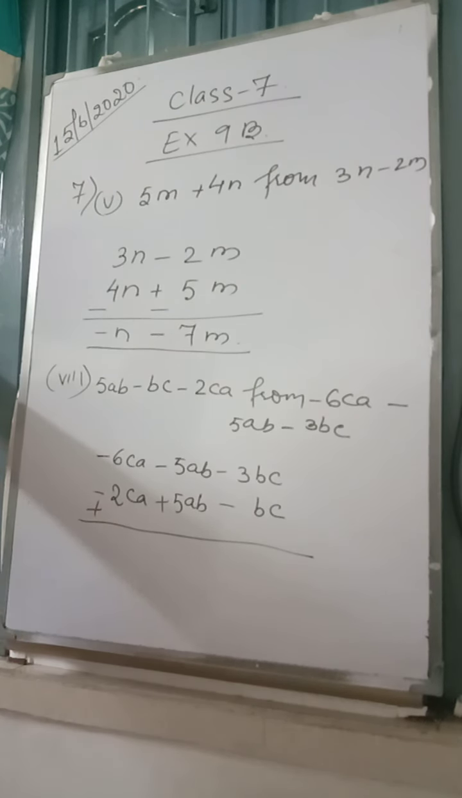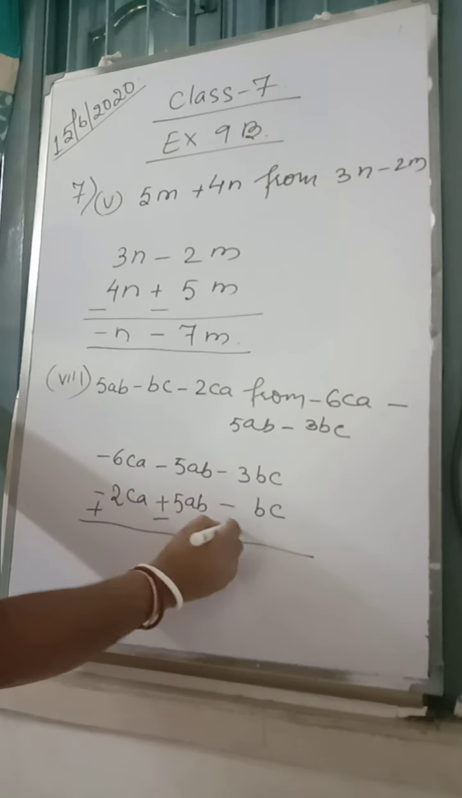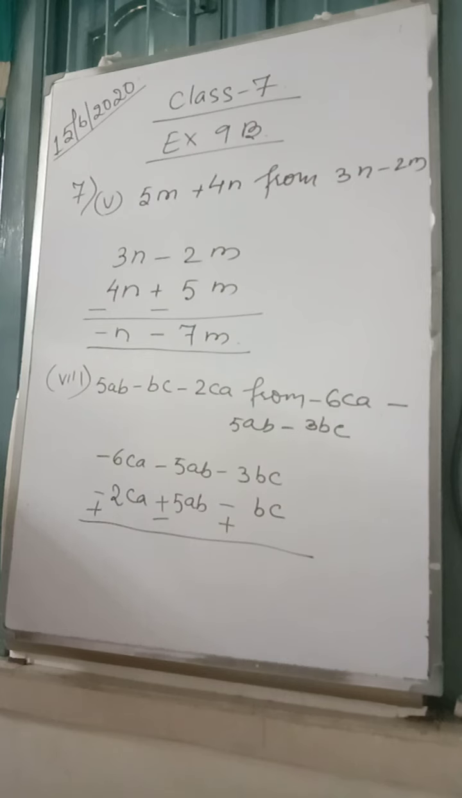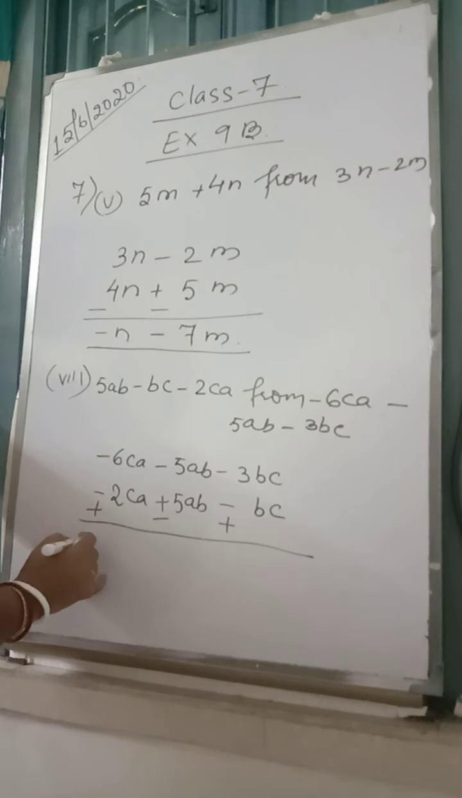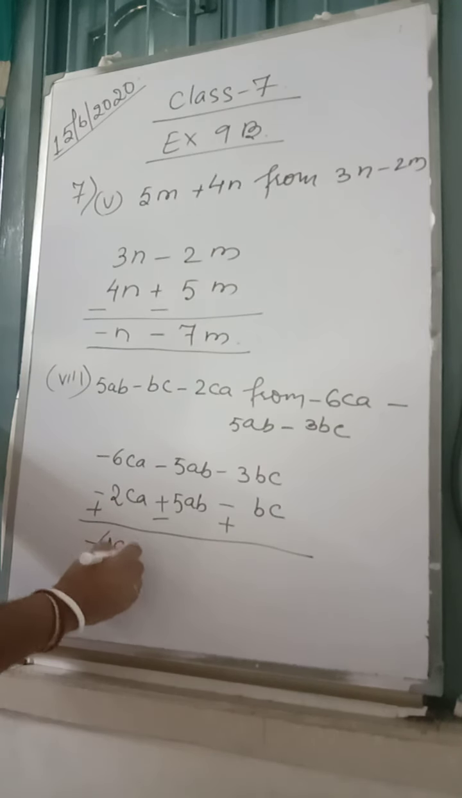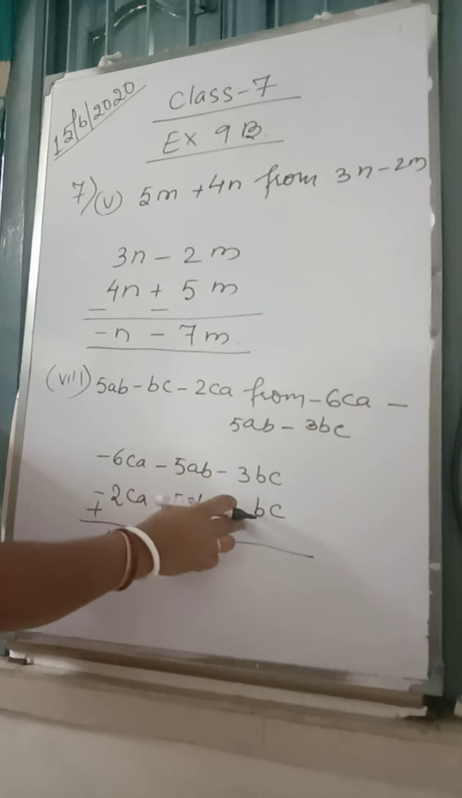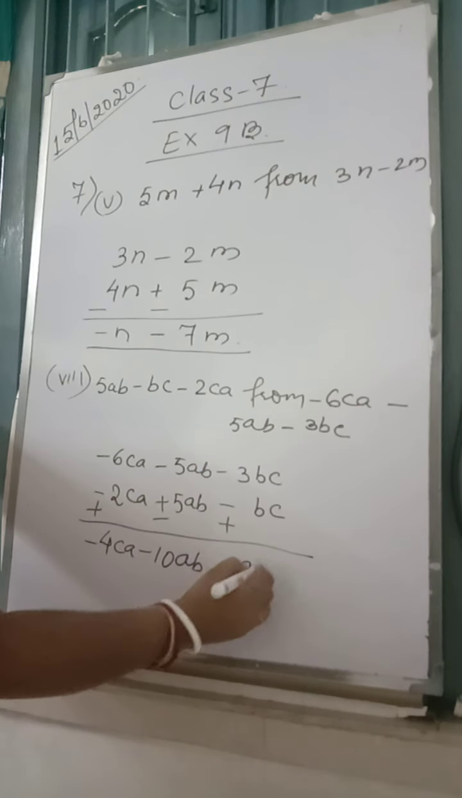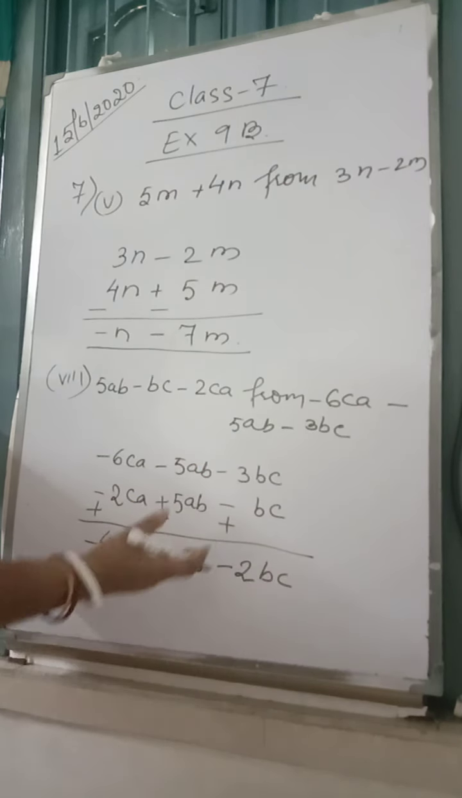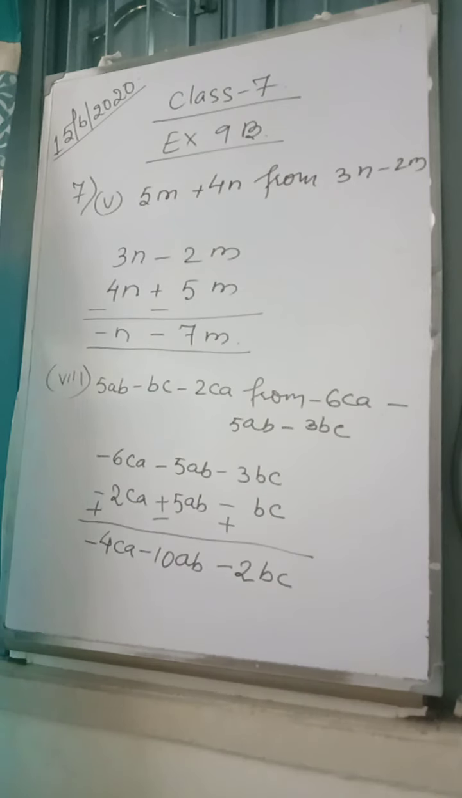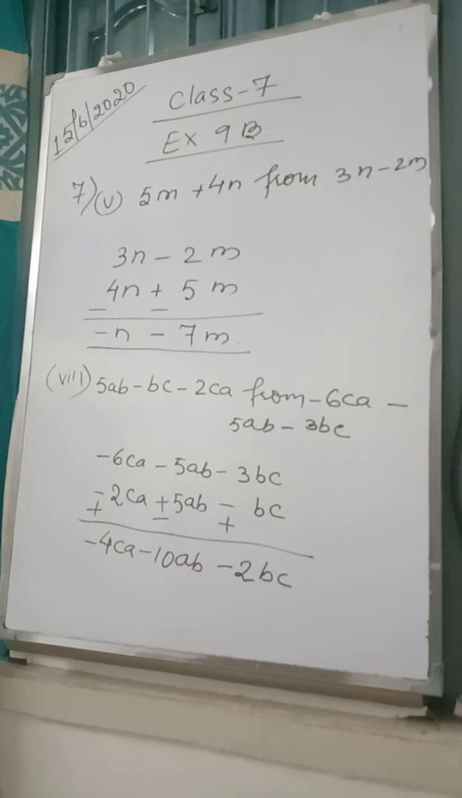It was minus, it will turn into plus. It was plus, it will turn into minus. It was minus, it will also turn into plus. Now minus 6 plus 2. That gives you minus 4ca. Minus 5 minus 5. That gives you minus 10ab. Minus 3 plus 1. That gives you minus 2bc. This order can be written anyhow. You should not be confused with the order. Okay, dear.